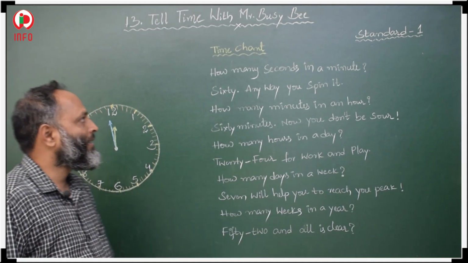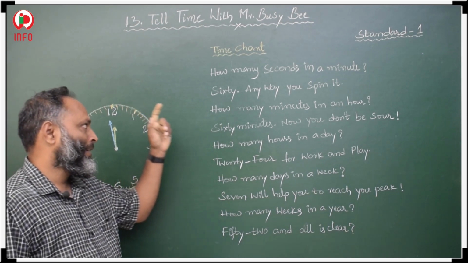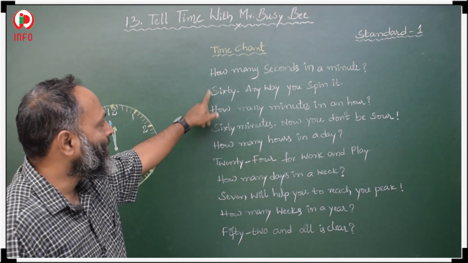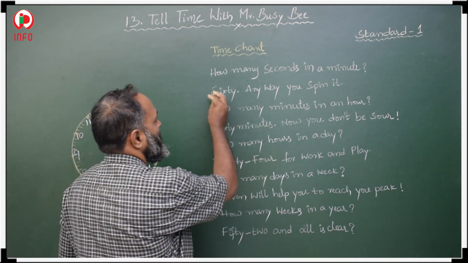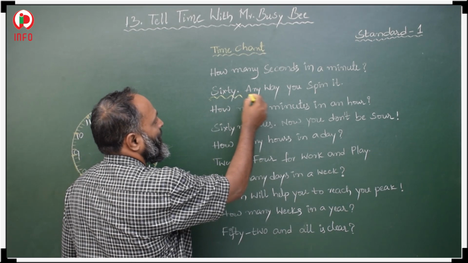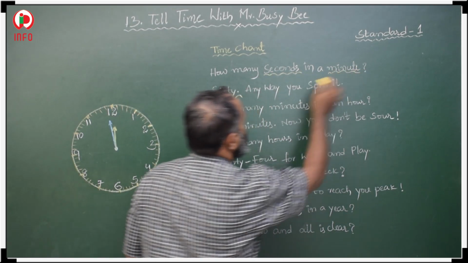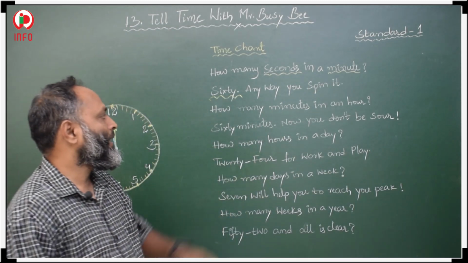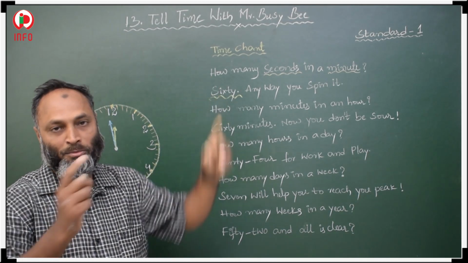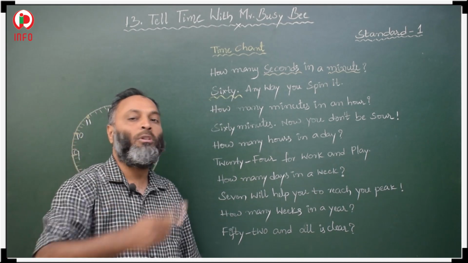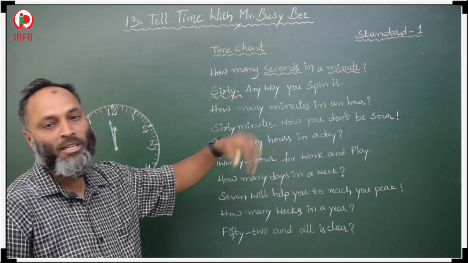So next, the time chant. How many seconds in a minute? 60. So what has he given? How many seconds in a minute? 60 seconds in a minute. Anyway you spin it, whether 60 seconds or whatever you spin it, you should move on. How many seconds in a minute? 60. Anyway you spin it.